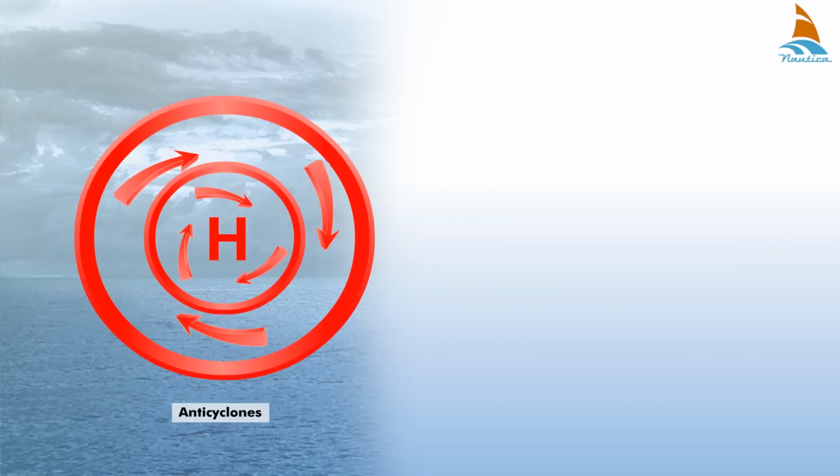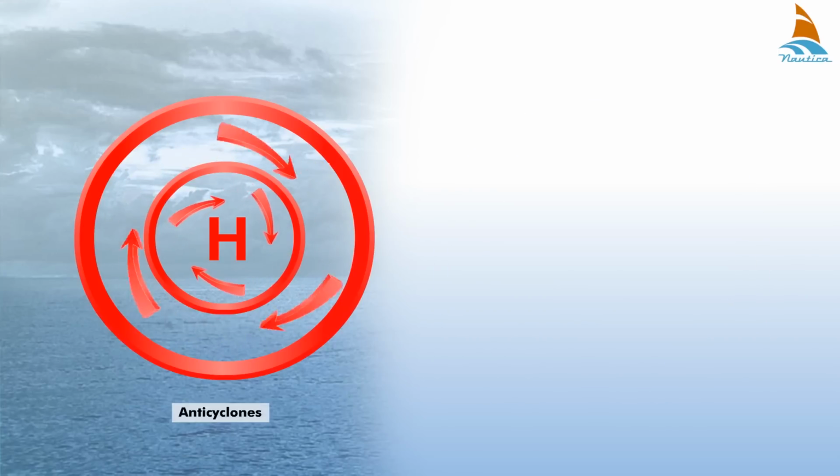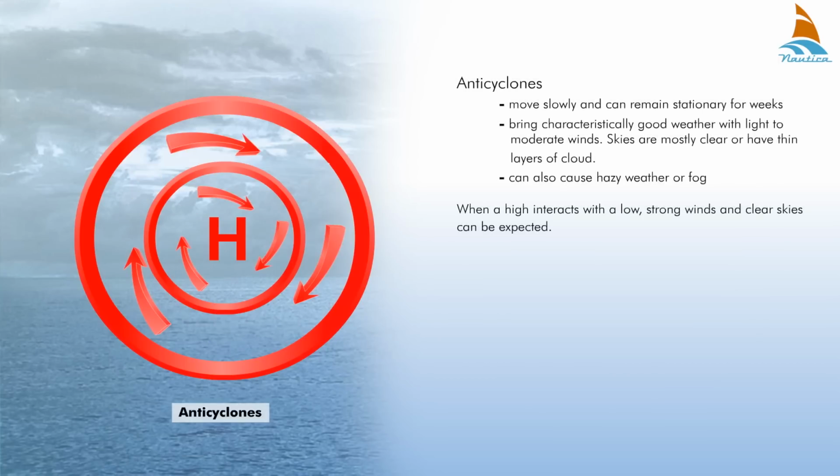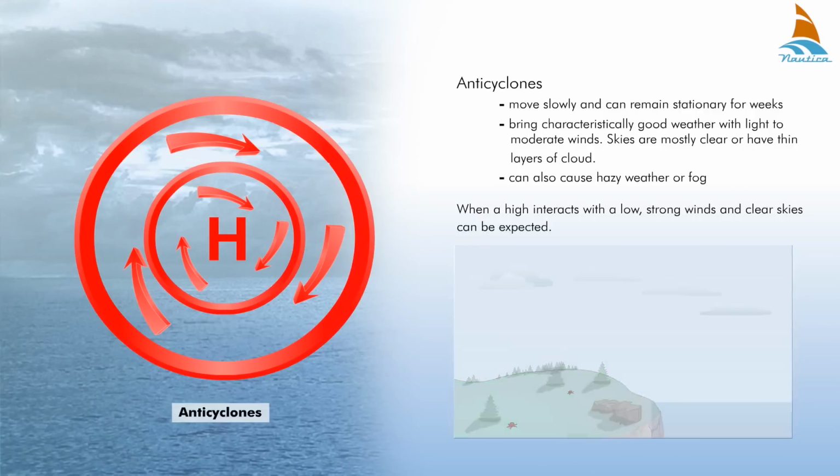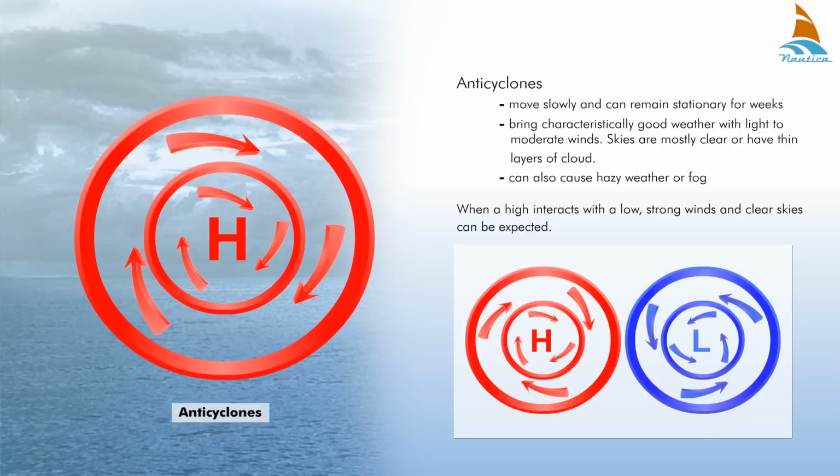The winds on the outer edges of a high blow stronger than they do towards the center. Highs usually move slowly and can remain stationary for weeks. Anticyclones bring characteristically good weather with light to moderate winds. Skies are mostly clear or have thin layers of cloud. Under certain conditions, anticyclones can also cause hazy weather or fog. When a high interacts with a low, strong winds and clear skies can be expected.